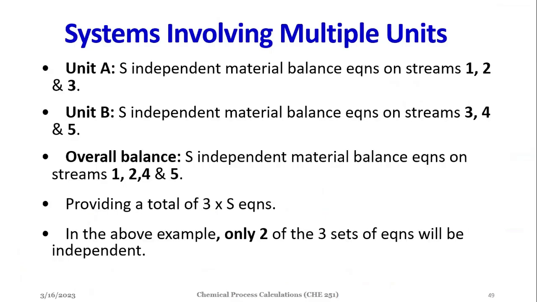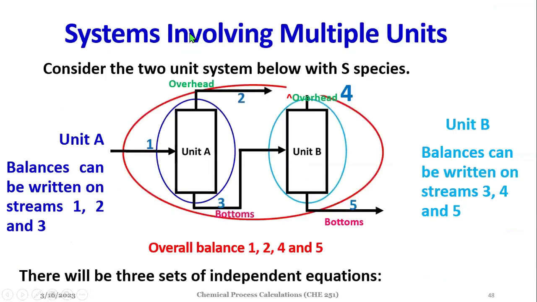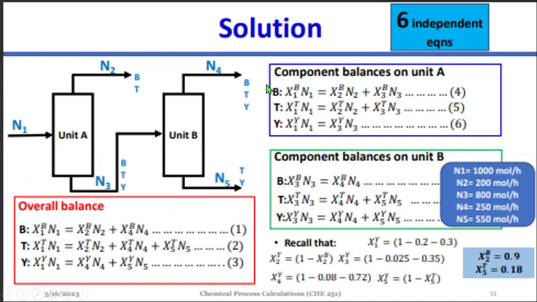So it's just like what we did earlier over here, where we had 0.6 F being equal to 0.24 D. It's the exact same thing we are doing right now. So we are taking the mole fraction of the stream and multiplying it by the mole flow of that stream. So the way the notation is, the superscript is talking about the components. So if it is B, it's for benzene. If it is T, it's for toluene. If it's Y, it's for xylene. And then the subscript is talking about the stream number.